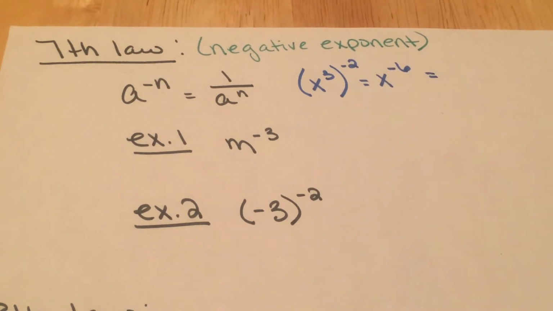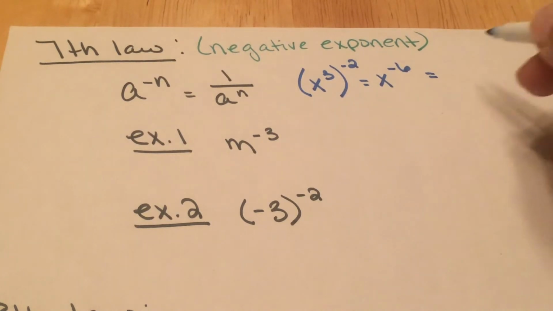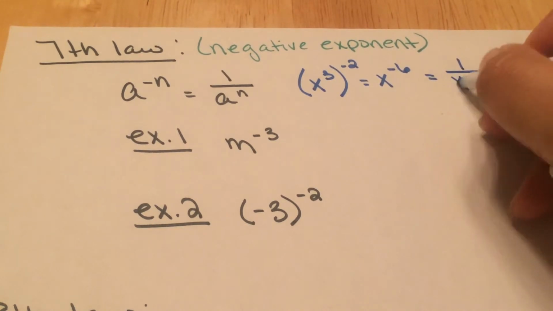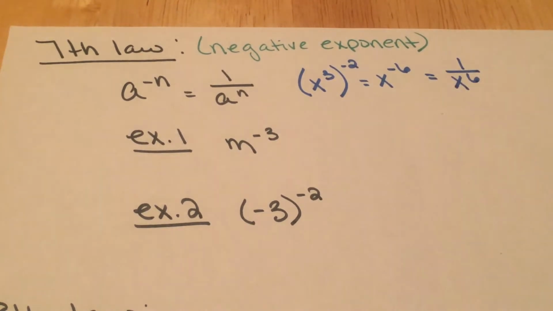Usually when we write exponents, we actually don't like to have negative exponents. Most directions you'll see say rewrite using positive exponents only. So how do I write this using a positive exponent? I would make this 1 over x to the 6. And I'm done. All right. Want to try one more?